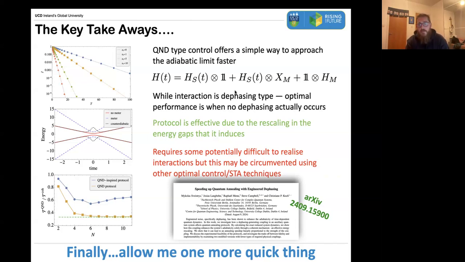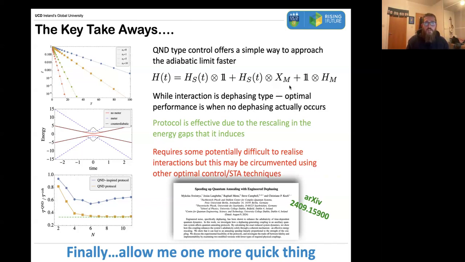What we find is that, yes, from the intuition that this type of interaction generates an effective dephasing, that's what we thought was why the protocol would work. What it actually turns out, which I found more interesting, is that it doesn't induce any dephasing whatsoever. What it really does is induce this kind of energy shifting.